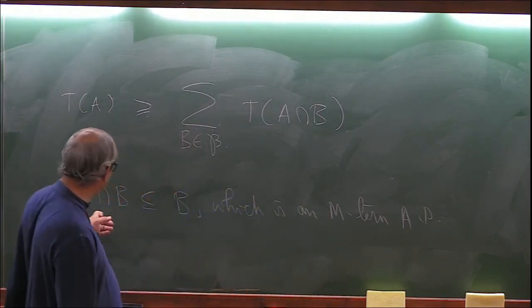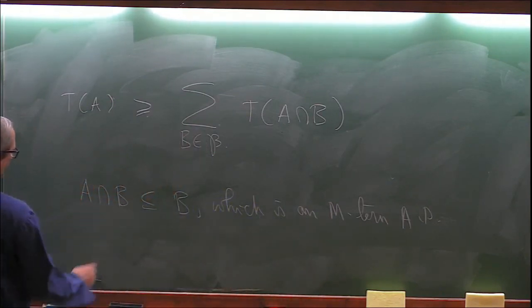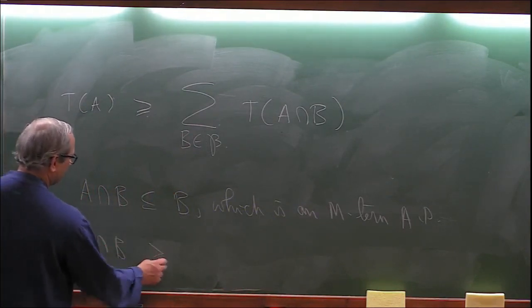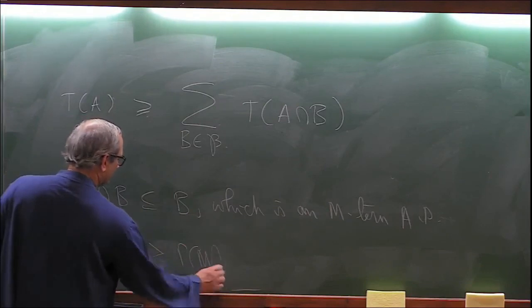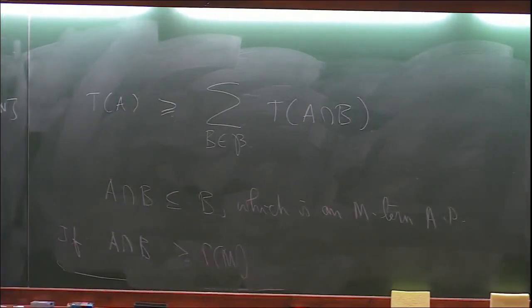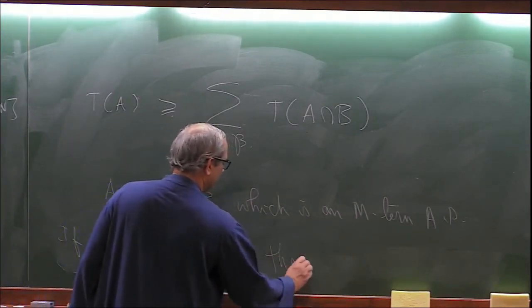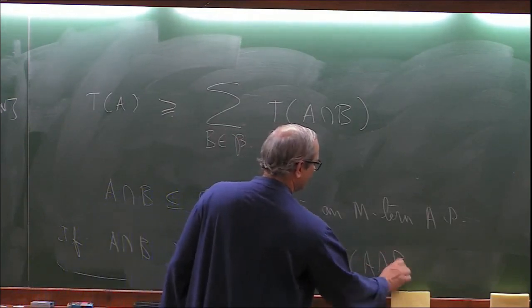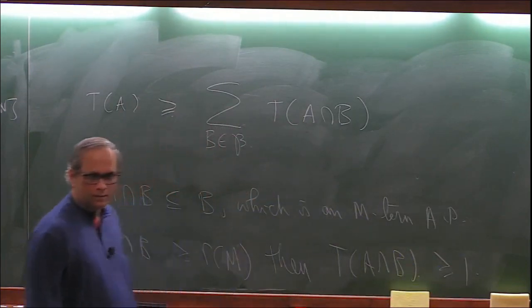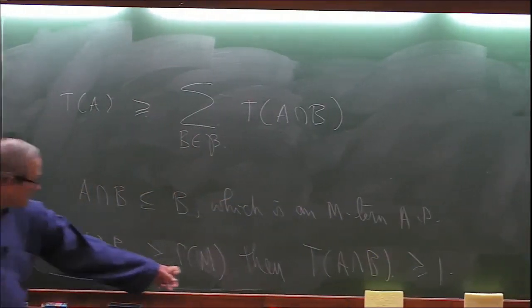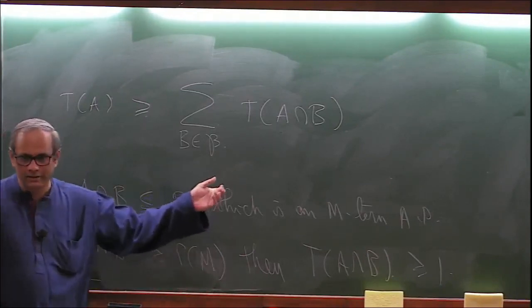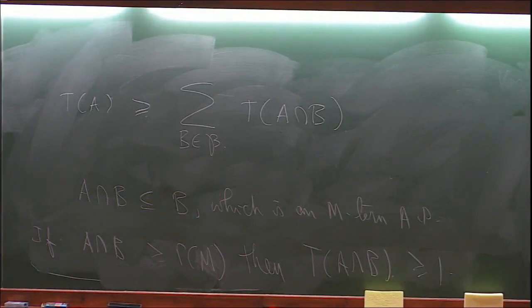Okay? So, if the cardinality of A intersection B is greater than R of M, if this is true, then T of A intersection B will be greater than or equal to 1, because A intersection B is a subset of an arithmetic progression of M terms, which is the image of the interval 1 to M under a homothety. Under homotheties, the property of arithmetic progressions having non-trivial APs doesn't change.